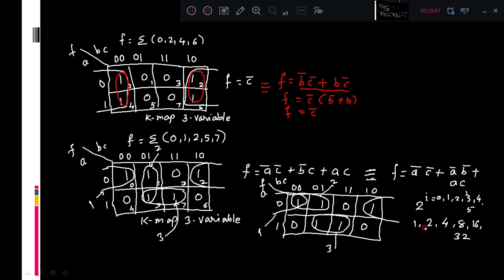You should not group 3 cells or 5 cells or 6 cells. You have to follow this order only: 1, 2, 4, 8, 16, 32. In 3 variable K-map, the maximum cells are 8, so the maximum grouping size will be 8. If 8 is not there, then try 4 cell grouping, either physically adjacent or logically adjacent. If not, try for 2 cell, then 1 cell grouping.